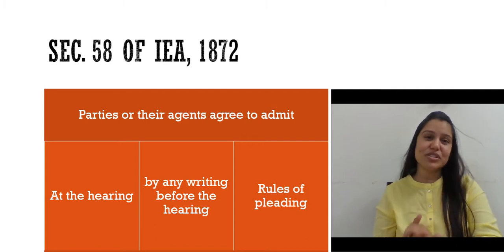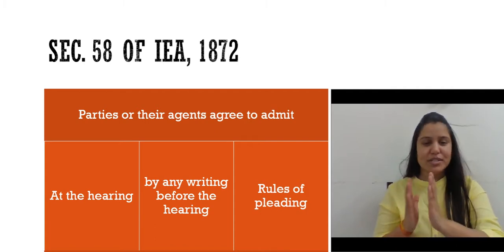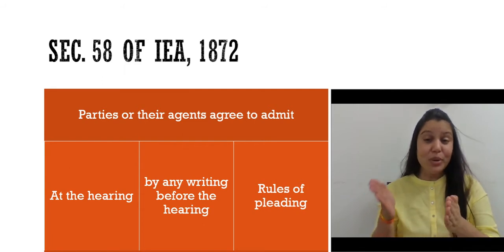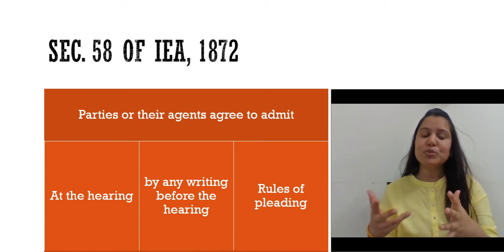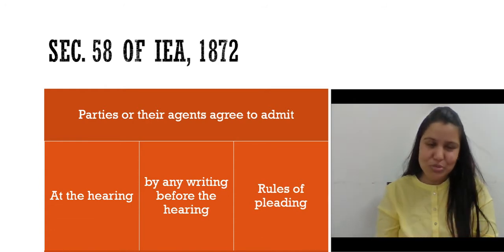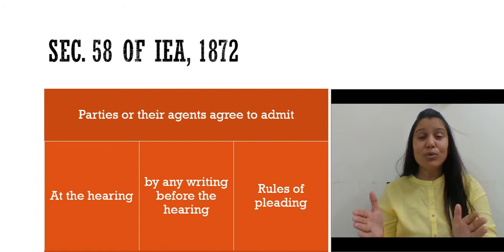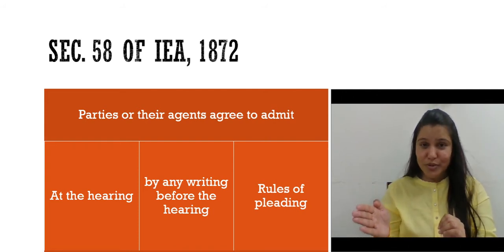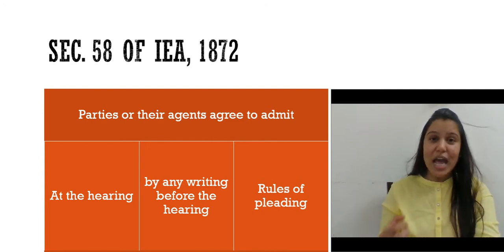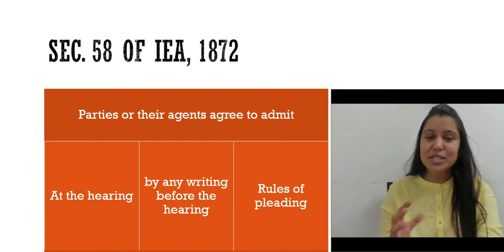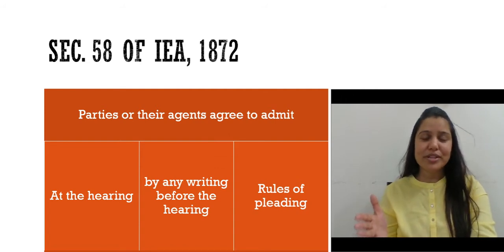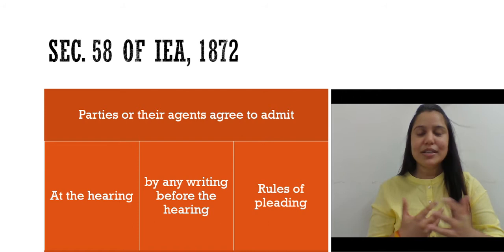Now, what this section is trying to say is, in a case there are two parties. Let's take an example, party A and party B. Party A is trying to prove his point, and party B is trying to prove his, of course, with the help of the evidence. Now, if party A is trying to prove something, but the same fact is being admitted at the hearing by the other party.